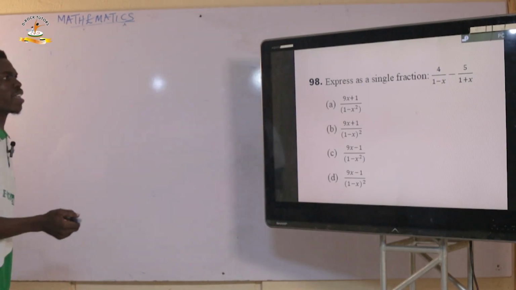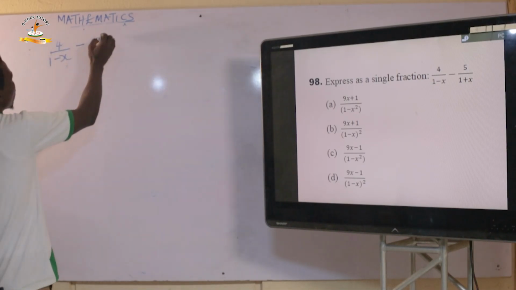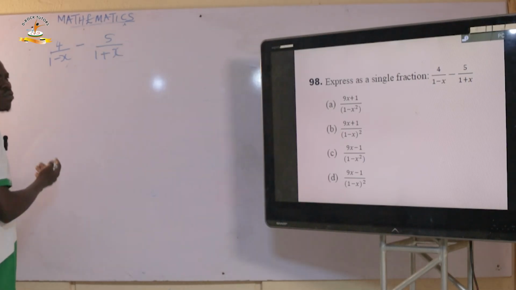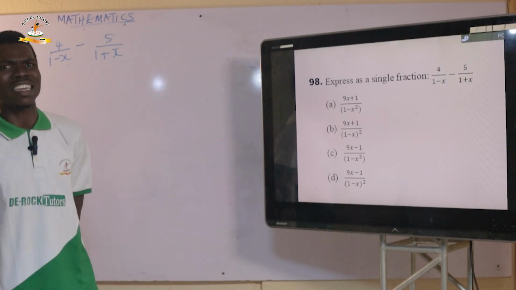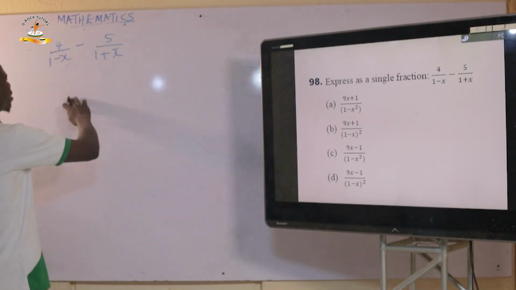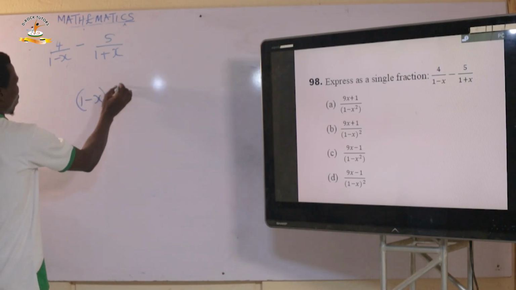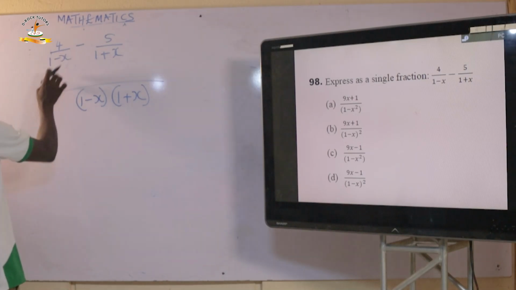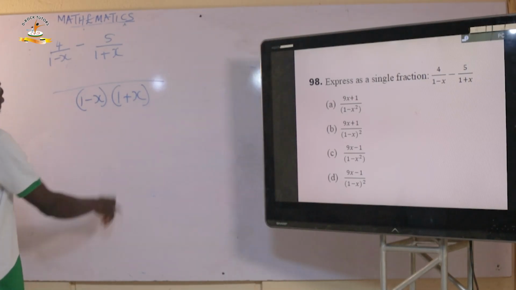So let's go. Question 98 says express as a single fraction 4 over 1 minus x minus 5 all over 1 plus x. And when we want to express anything as a single fraction, first thing we do is what? We find the LCM. So the LCM of 1 minus x and 1 plus x is simply multiplying both together. 1 minus x, 1 plus x. This is the what? LCM. You ask yourself, 1 minus x goes here. What is remaining? It's going to be 1 plus x.